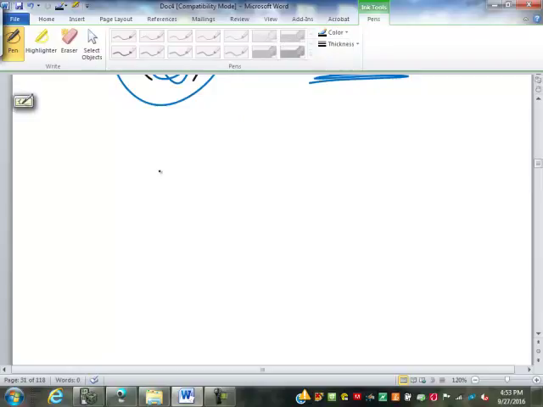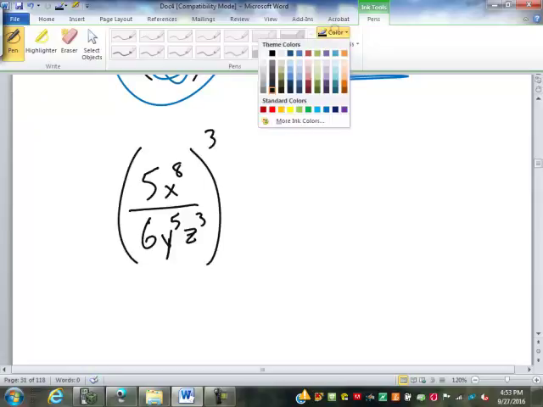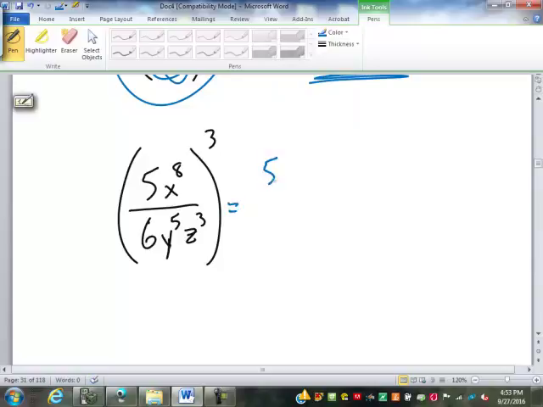So, something like this. I can split that up to be 5x to the 8th to the power of 3 over 6y to the 5th z to the 3rd to the power of 3. So now what?